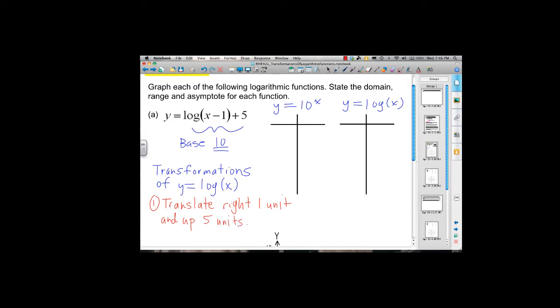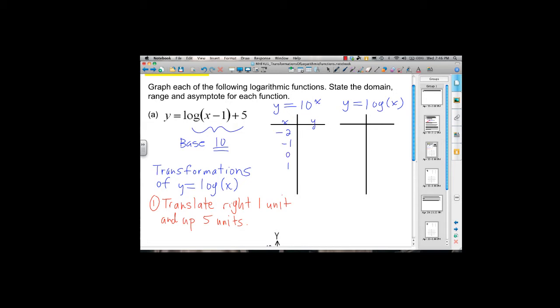Okay, so once we have the base graph created, we'll have to keep in mind that we are going to need to perform a translation, right 1 and up 5 units. Now, as far as thinking of some points that we could produce to create our base function, well, we'll pick some values of x to work with. So in my table, again, we're going to start with the exponential function and then take the inverse of that to produce our log of x graph.